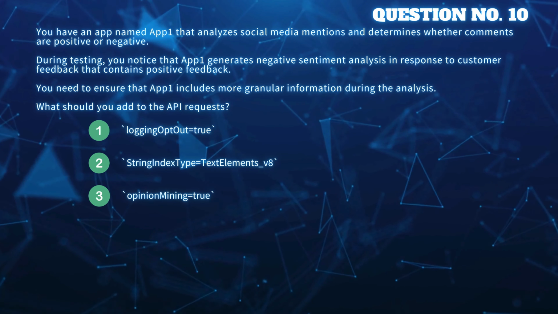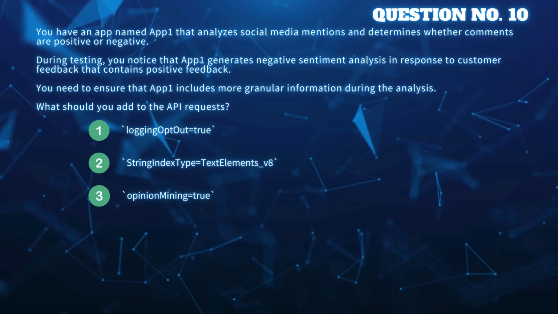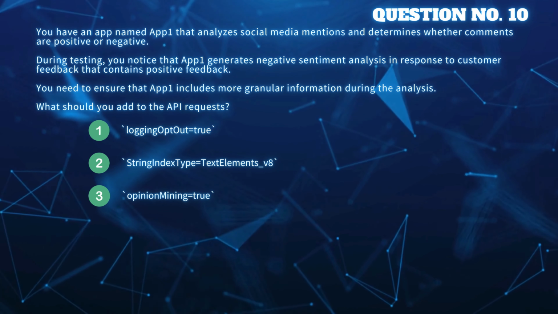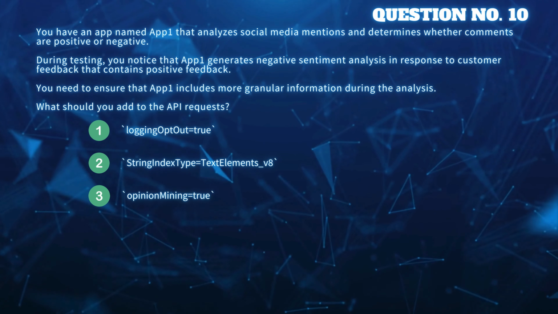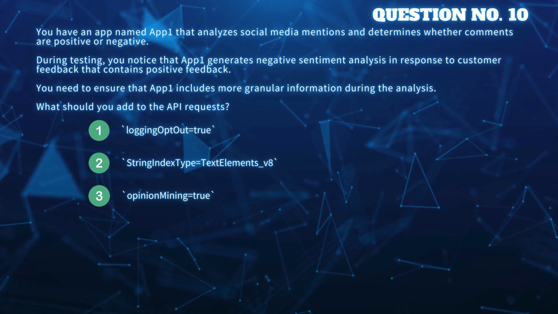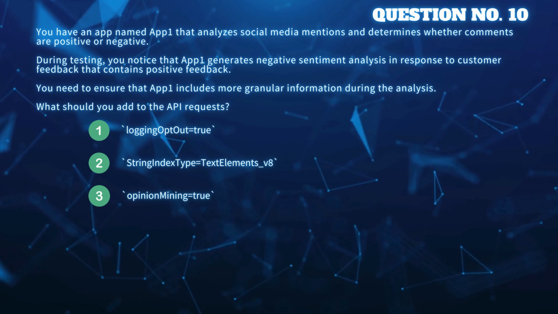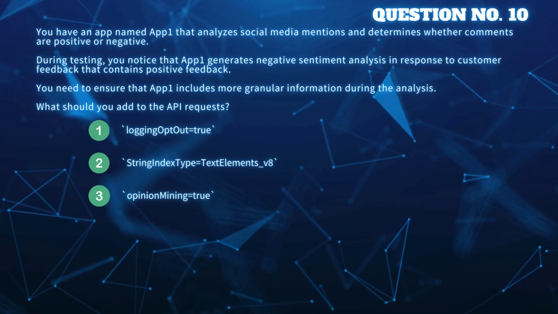Question 10. You have an app named App1 that analyzes social media mentions and determines whether comments are positive or negative. During testing, you notice that App1 generates negative sentiment analysis in response to customer feedback that contains positive feedback. You need to ensure that App1 includes more granular information during the analysis. What should you add to the API requests?